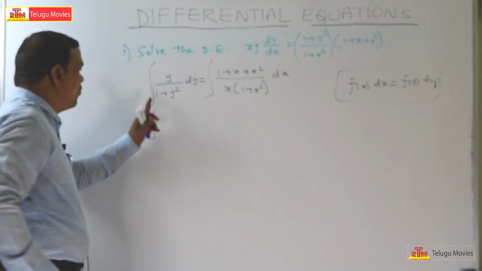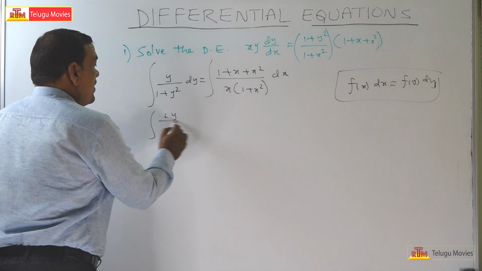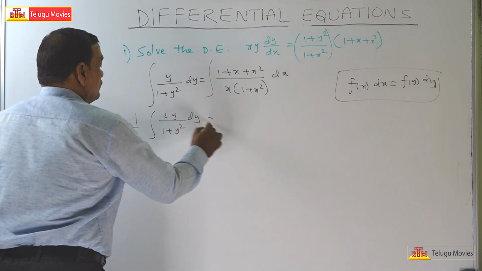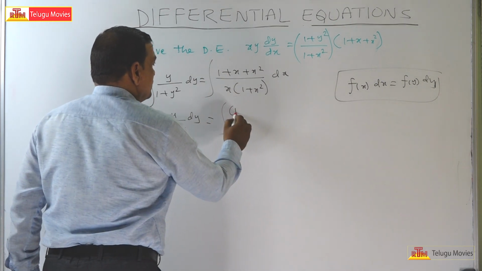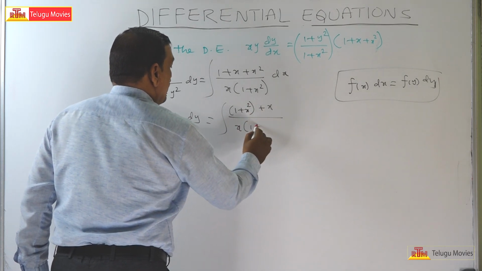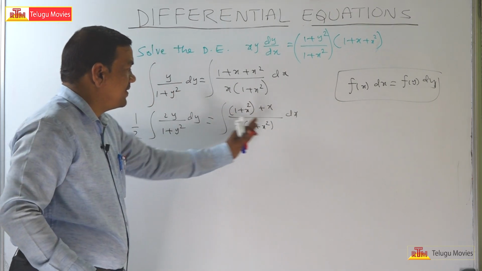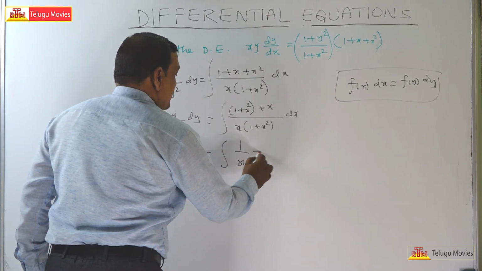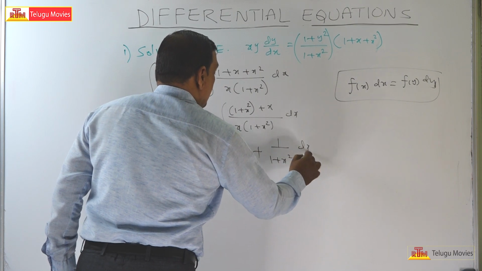Let me see here: 1 plus y square, derivative is 2y. That is why this is 2y by 1 plus y square dy, so you write it as 1 by 2, putting 2 here. On the other side, if you separate, this is (1 plus x square plus x square)... by x into (1 plus x square) dx. If you separate this, 1 plus x square will get cancelled, so that is 1 by x plus, if you separate, x will get cancelled, and you will get 1 plus x square dx.